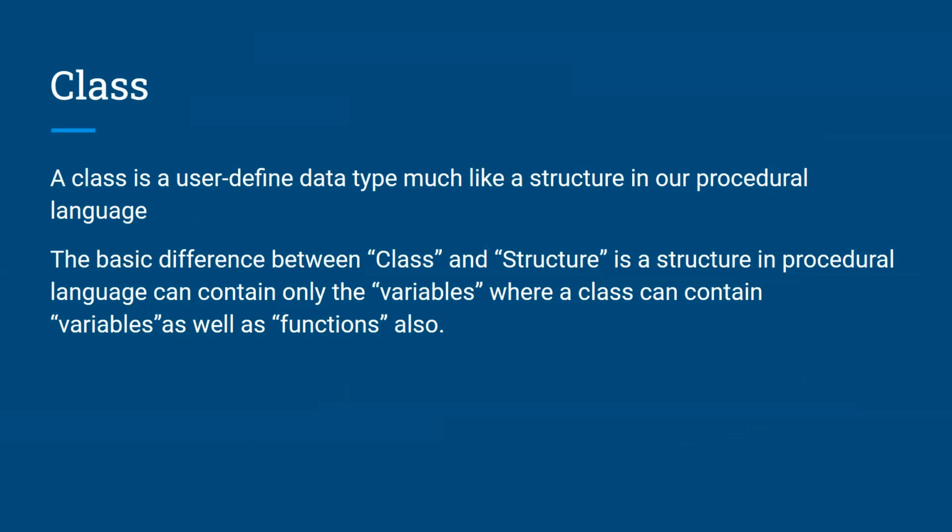But a class is a user-defined data type, or we can say a blueprint, that contains structure in our procedural language. The basic difference between the class and the structure: a structure in a procedural language can contain only variables. Always remember, a structure only contains variables, not functions, whereas a class contains variables as well as functions. This is the main difference between the structure and the class.